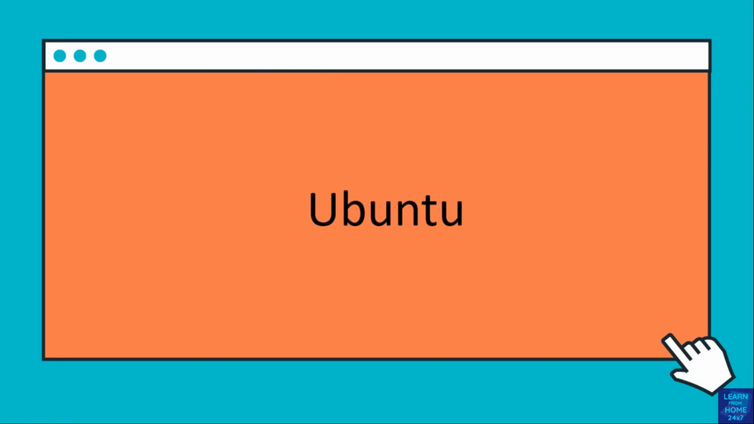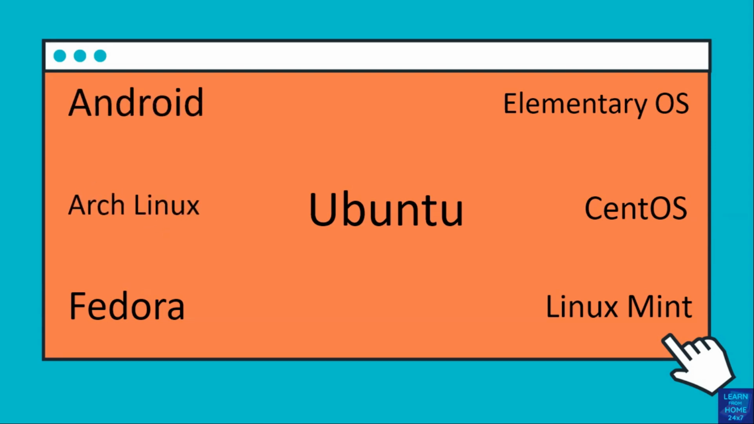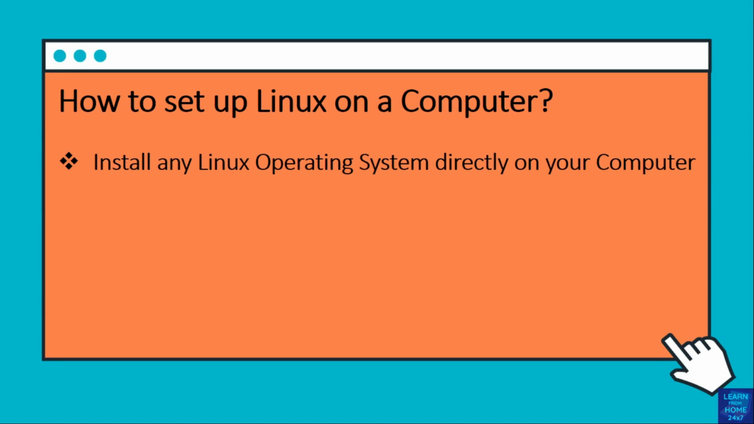Now there are plenty of Linux based operating systems in the market. Some of the famous ones are Ubuntu, Elementary OS, CentOS, Linux Mint, Fedora OS, Arch Linux and our very popular Android operating system. You can perform Linux based shell scripting on any of the Linux operating systems available in the market.